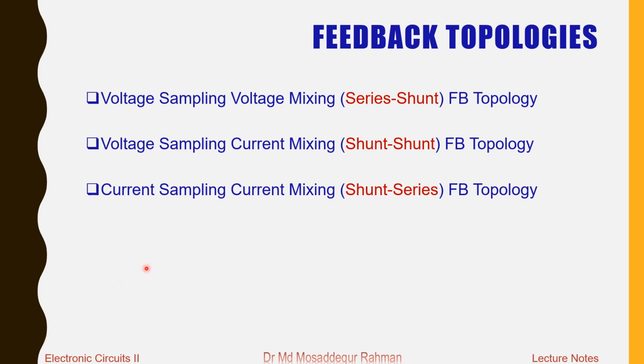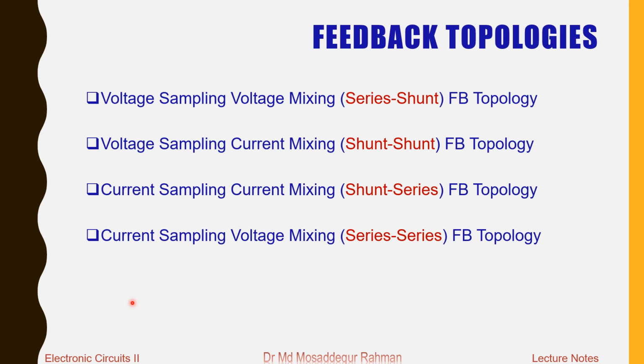The third feedback topology introduced was the current sampling, current mixing feedback topology. In this feedback topology, current is sampled at the output, and the feedback network produces a proportional current at the input side which is mixed with the signal current, and this feedback topology is also known as the shunt series feedback topology.